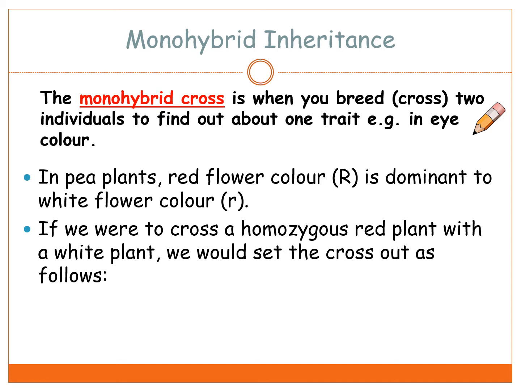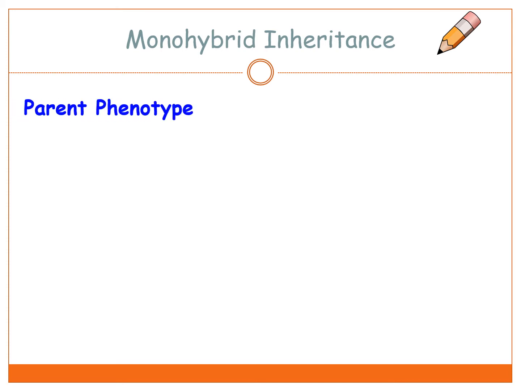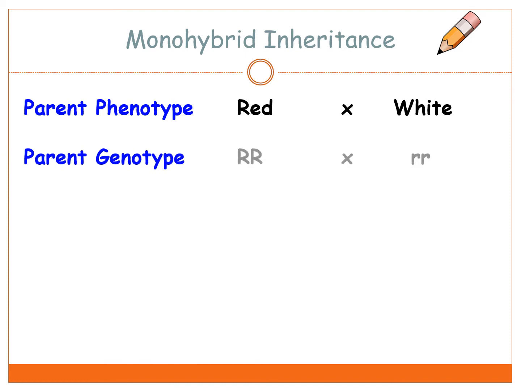If we were to cross a homozygous red plant with a white plant, we would set a cross out as follows. So first of all, we know what the words dominant and homozygous mean. So if we have a dominant homozygous plant, we will have capital R, capital R, and you should be able to tell me that before I say it. And for the recessive form, and it's homozygous as well, we should have small r, small r. Our parent phenotype, like we've already said, should be red and white. Our parent genotype, like we've just worked out, should be capital R for the red alleles and small r for the white alleles. Then we should have our gametes.